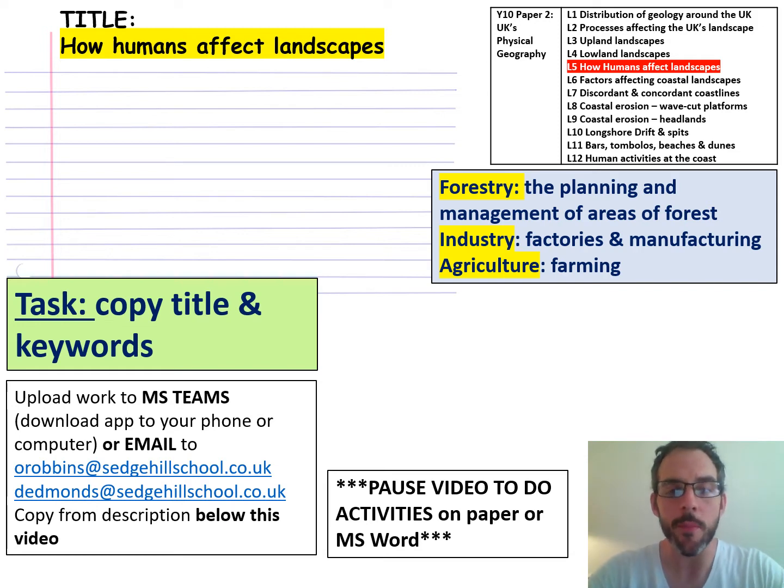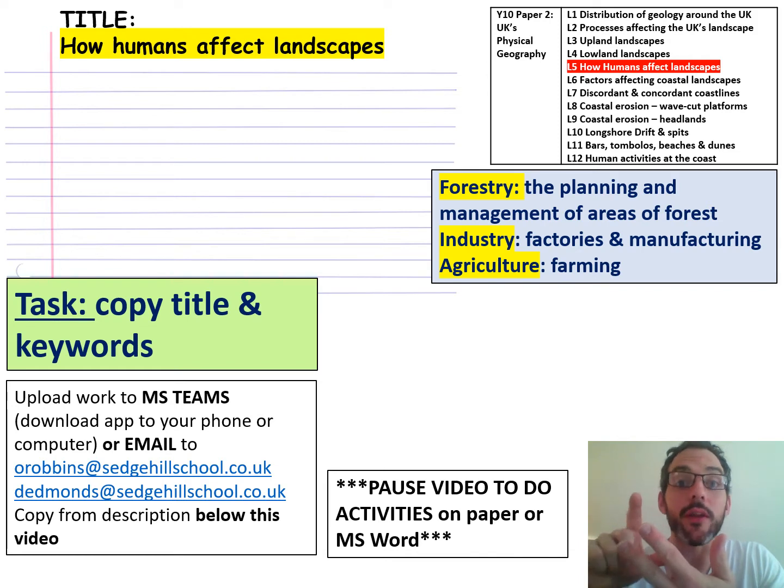So if you remember the last few lessons, we've looked at physical processes, we've looked at tectonics, glaciation, we've also looked at weathering and the role of climate, and in the first lesson we looked at geology and how that affects different landscapes. Now we're going to look at what humans do, and this is a brief overview.